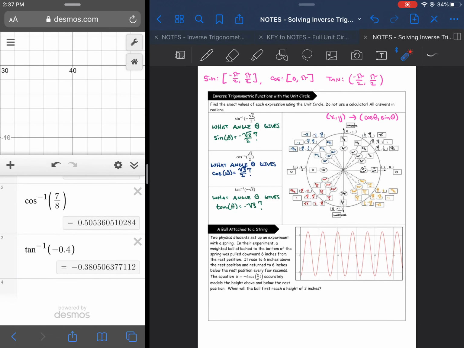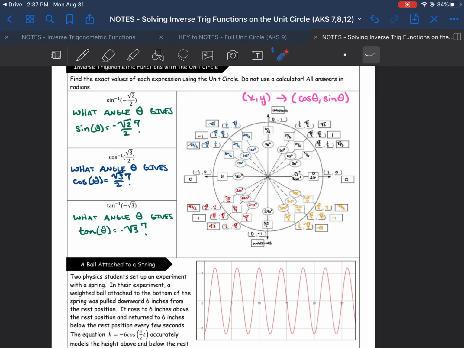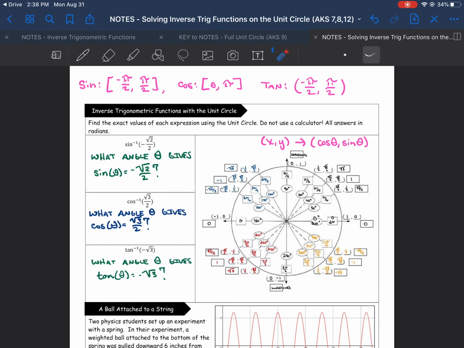So let's close Desmos for now. We'll come back to it here in just a few minutes. Let's look at these inverse trig functions from the unit circle. So we want to find the exact values of each expression using the unit circle. We are not going to use the calculator, and we're going to provide all answers in radians.